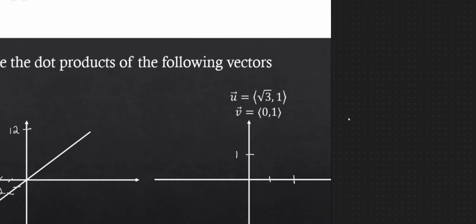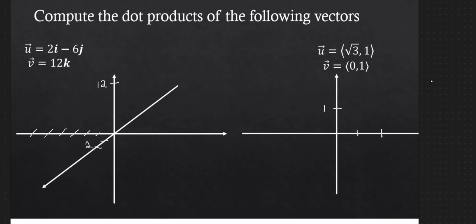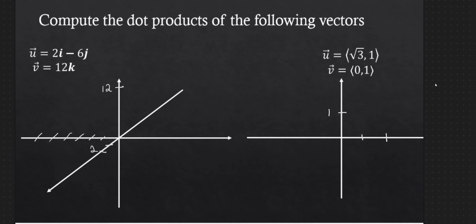So one last slide here as just an example. Compute the dot product of these two vectors. Two situations here. So one, u is 2i minus 6j. I already have my axes set up like this, so I'm going to let u be red and v be blue. So let's see, 2i minus 6j. This is 2 in the x direction and minus 6 in the y direction. But we use both of these forms interchangeably, so it's important to get used to this.